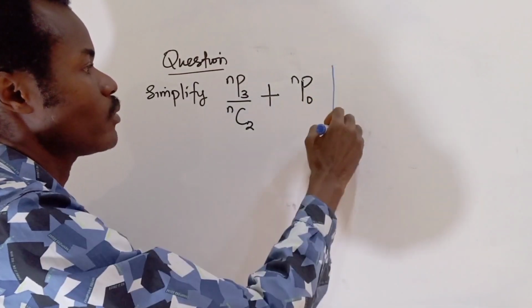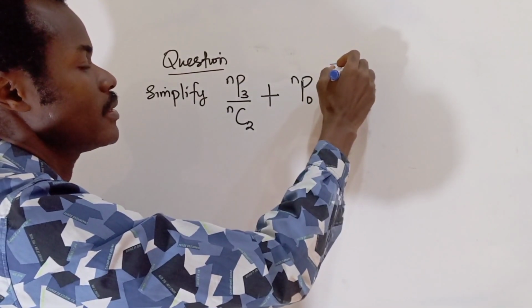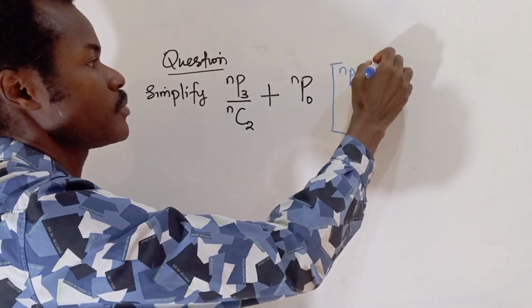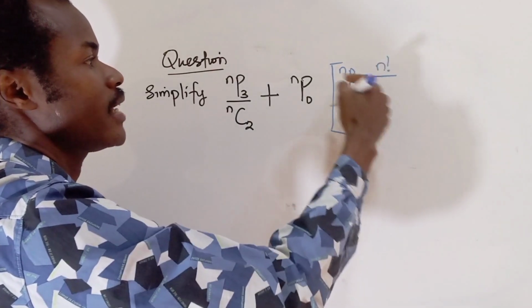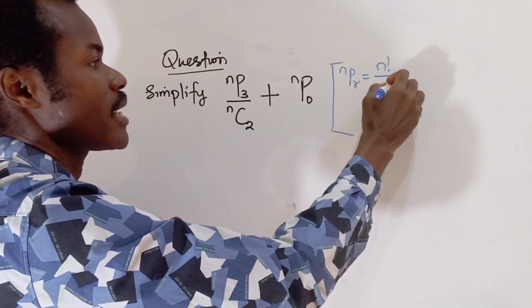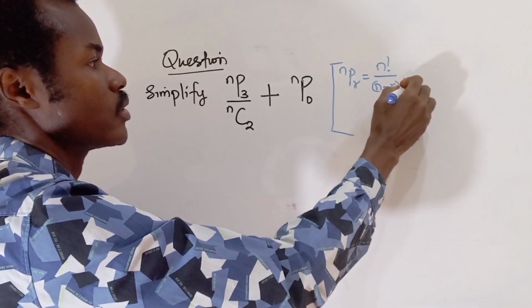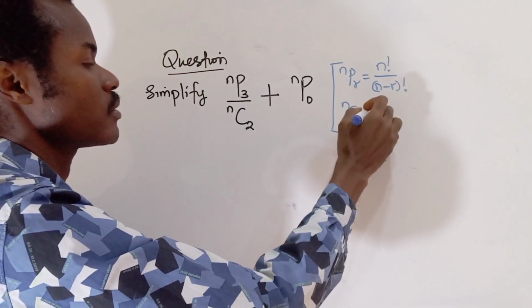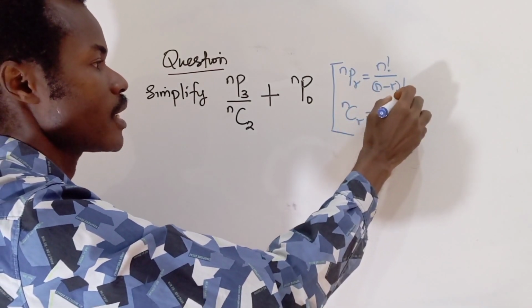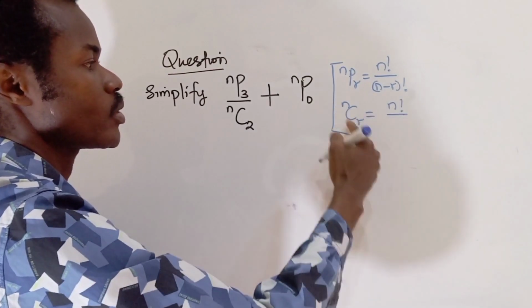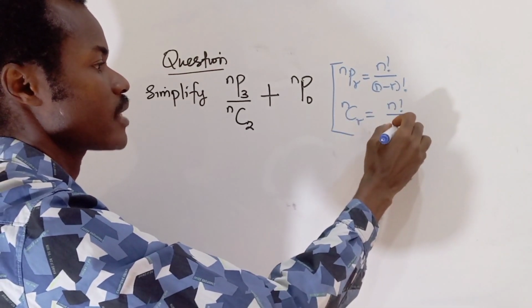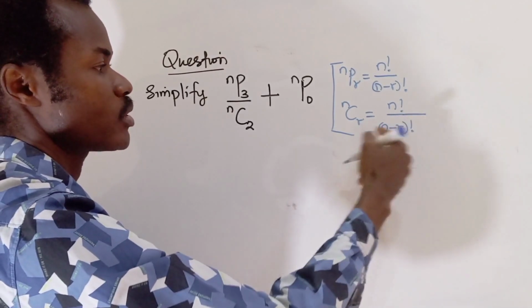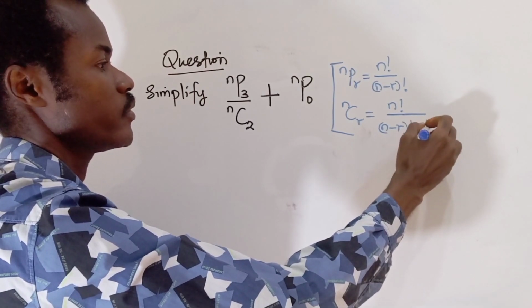So the first thing I want to write here is our formulas. nPr is what? n factorial divided by n minus r factorial. Now for combination, nCr is what? n factorial divided by n minus r factorial, multiplied by r factorial.